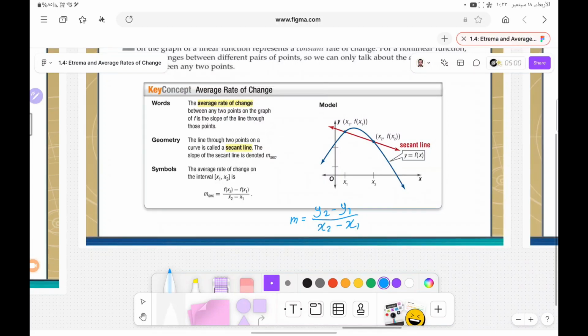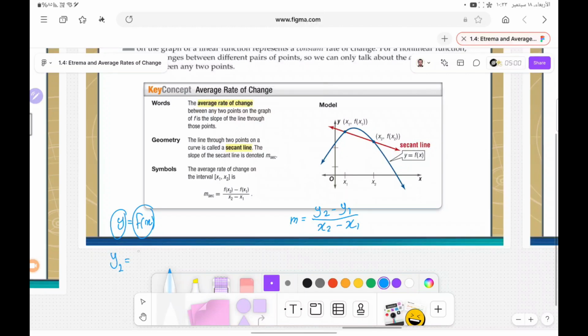But this formula was for kids, for children. We teach y2 minus y1 in maybe grade 6, 7, 8 or 9. But now you are a pre-calculus student, so we have to switch the names of y. You know that. What's the meaning of y? y means f of x.